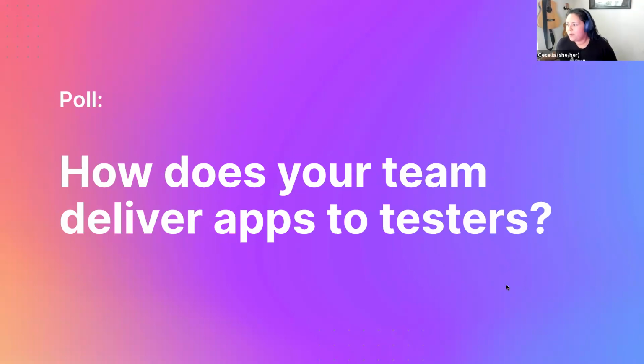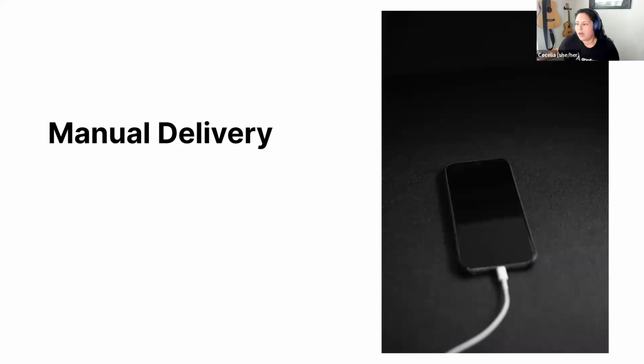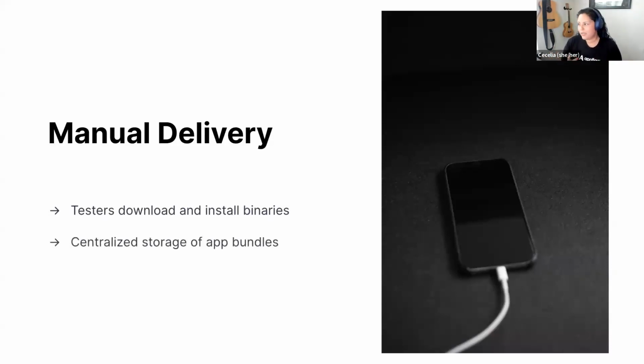And I see a couple of people responding in the chat with some additional tools and solutions that they use. So we can cover some of the examples that we talked about here. The first is manual delivery, right? So when you talk about manual delivery, testers download and install the binaries themselves from some sort of centralized location.